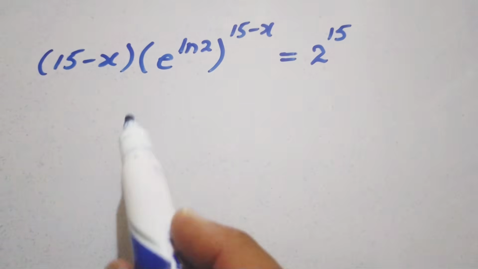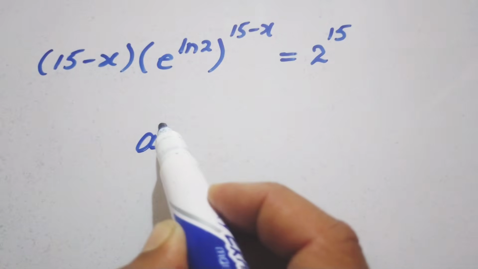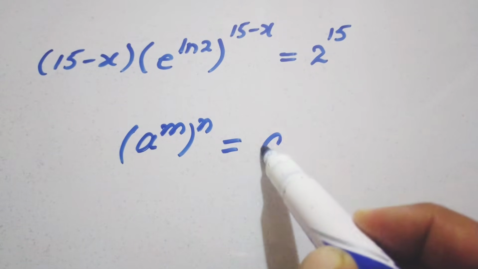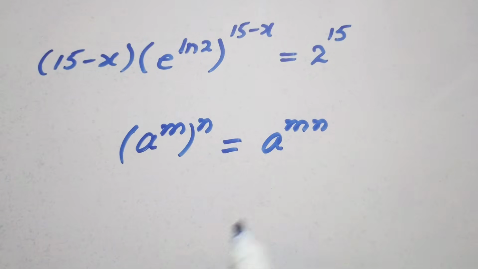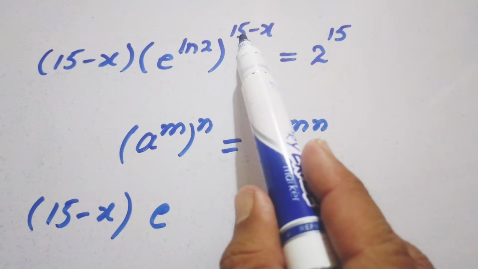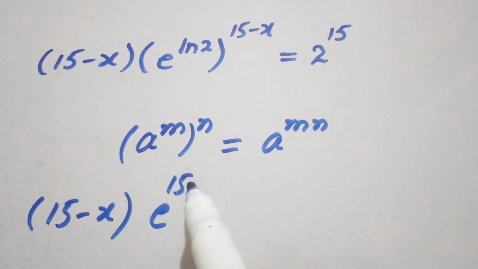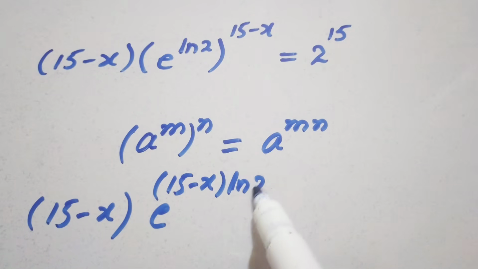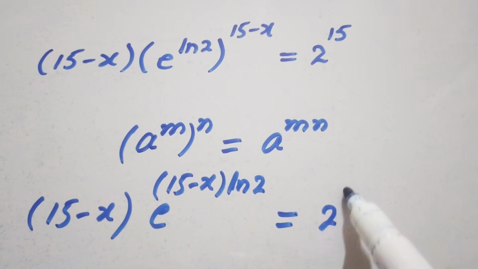Using an identity that if we have a power m whole power n, then this is equal to a power m multiplied by n. So this will become 15 minus x into e power 15 minus x multiplied by natural log of 2, using this identity, and this is equal to 2 power 15.